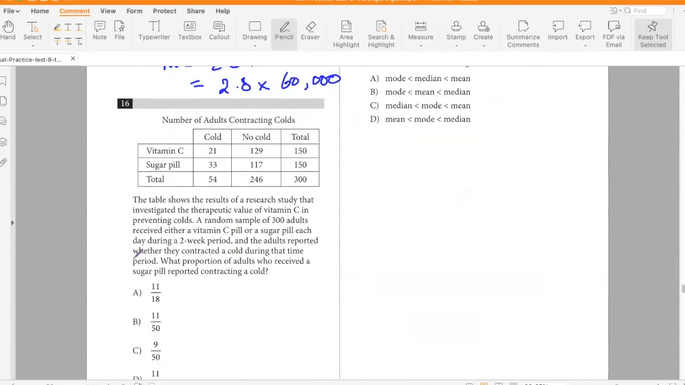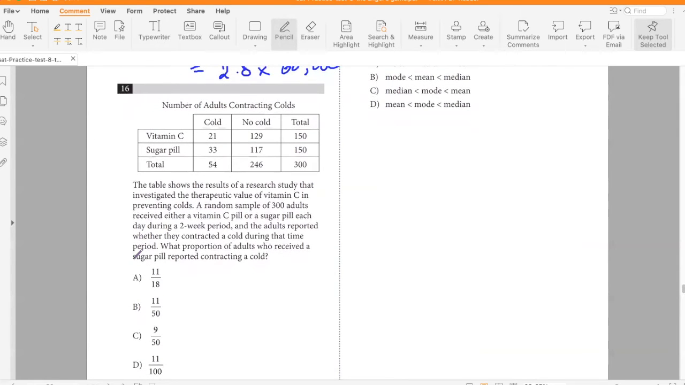The table shows the results of a research study that investigated the therapeutic value of vitamin C in preventing colds. A random sample of 300 adults received either a vitamin C pill or a sugar pill each day during a 2-week period, and the adults reported whether they contracted a cold during this time period. What proportion of adults who received a sugar pill reported contracting a cold? So that was 150. Of those who contracted a cold was 33. So 3 into 11 and 50. So 11 by 50.